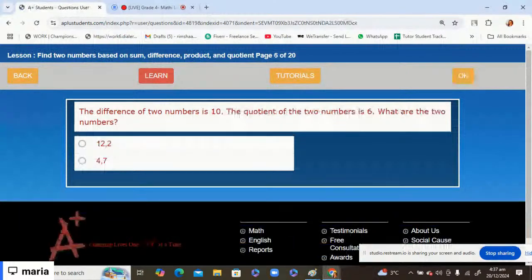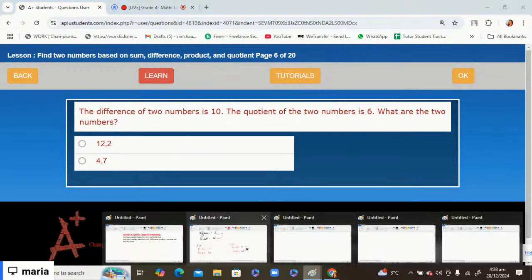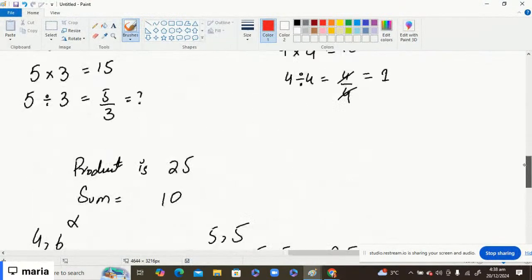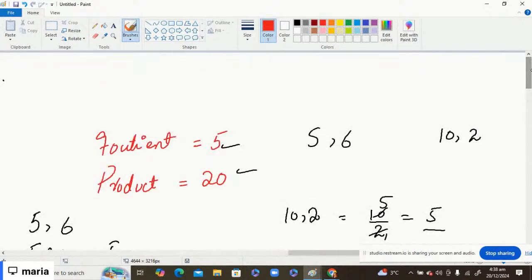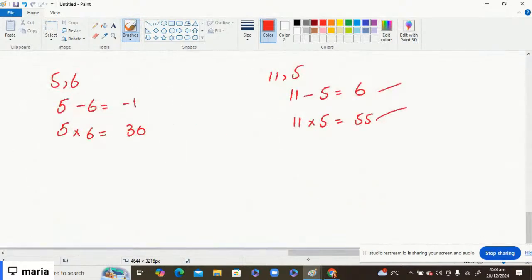The difference of two numbers is 10 and the quotient of two numbers is 6. You check the difference firstly, like you are going to subtract, and then you are going to divide. When you subtract, you get the answer 10, and when you divide, you get the answer 6. So what are those numbers? You check it out by using this way. Okay, we have done a lot of questions regarding this lesson. So you practice this lesson and then you solve the rest of the test questions by yourself now.